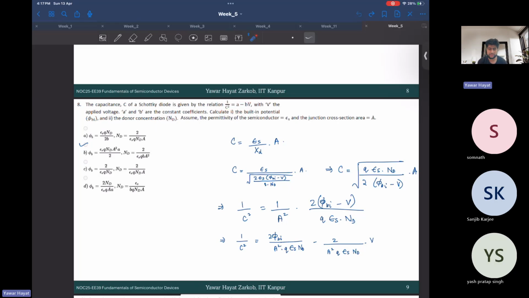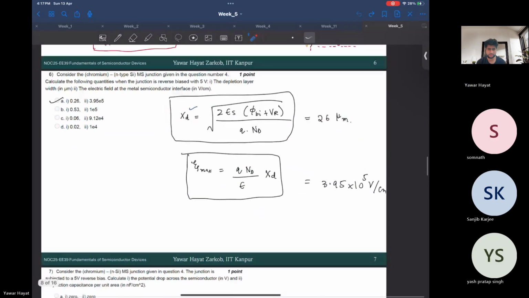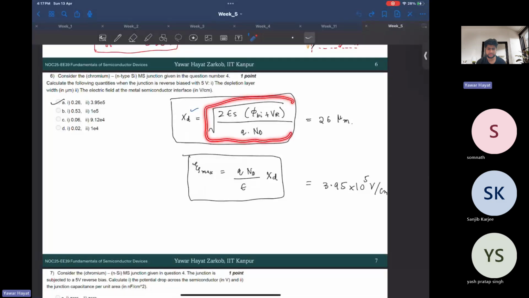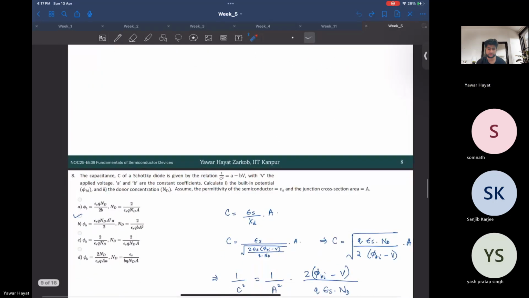Then you have the capacitance C of a Schottky barrier diode that is given by this relation. You are given an empirical relation, right? 1 by C square is A minus BV, right? Now what you do is you write C is equal to epsilon S by XD times A. C is equal to epsilon S divided by XD, and XD is the square root of 2 epsilon S times (phi BI plus VR) divided by q ND. Right? This is your XD.